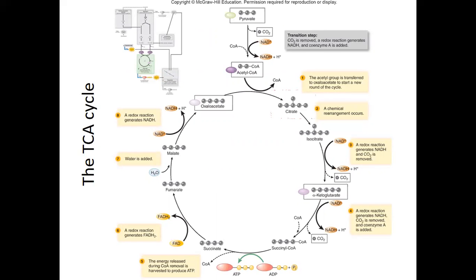So here's the TCA cycle. Again, I'm not going to ask you to draw this out or memorize it, but I want to point out a couple things. Look, that's all the ATP that you're generating directly right there. 1 molecule of ATP, right? So for every molecule of glucose, you're only getting 2 molecules of ATP.